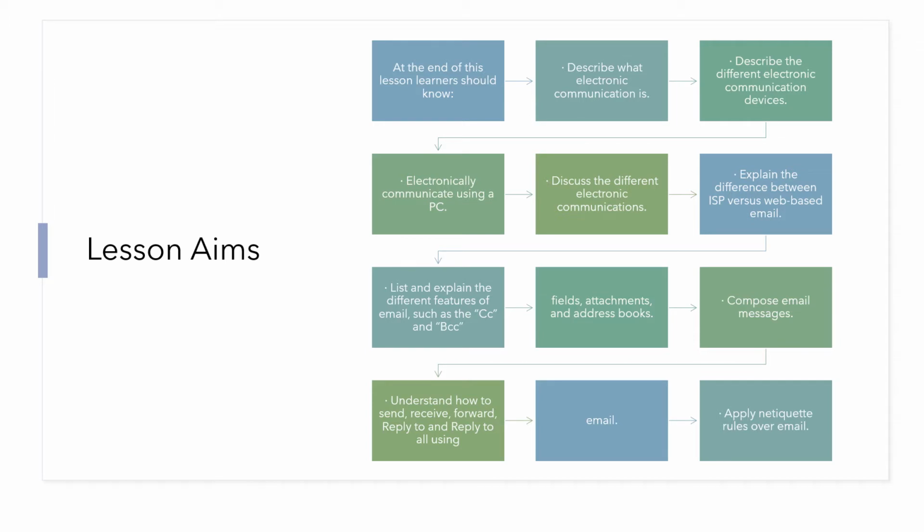Lesson aims. At the end of this lesson, learners should be able to: describe what electronic communication is, describe the different electronic communication devices, electronically communicate using a PC, discuss the different electronic communications, explain the difference between ISP versus web-based email, list and explain the different features of email such as the CC and the BCC fields, attachments, and address books, compose email messages, understand how to send, receive, forward, reply, and reply to all using email, and apply etiquette rules over email.